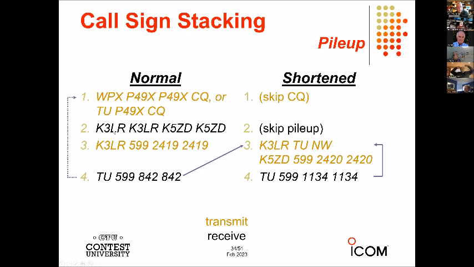So anyway, in this example, we come back, we send the exchange to K3LR, and they send their exchange, thank you. And instead of me sending my QSL message to K3LR, I send that along with the exchange for K5ZD. So guess what I did? I went from phase 4 back to phase 3 for the next QSO. I skipped phases 1 and 2. So effectively what this does, as long as you can keep pulling calls out without going back to the CQ and pileup phase, you are doubling your rate instantaneously. You're getting twice the QSO rate that you would otherwise get.